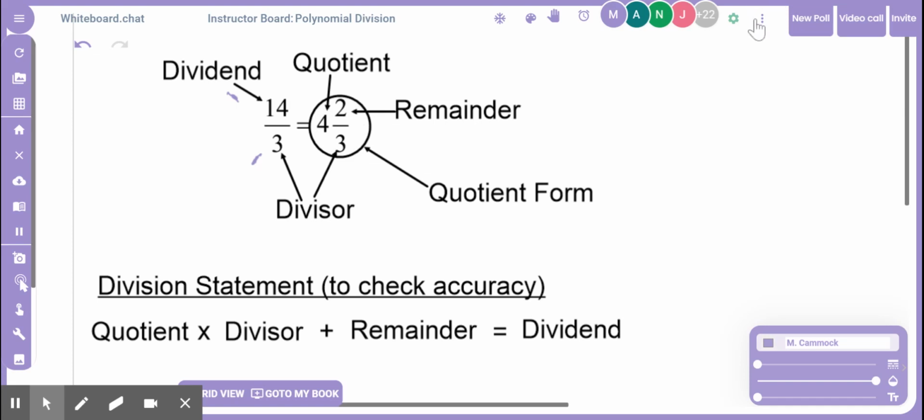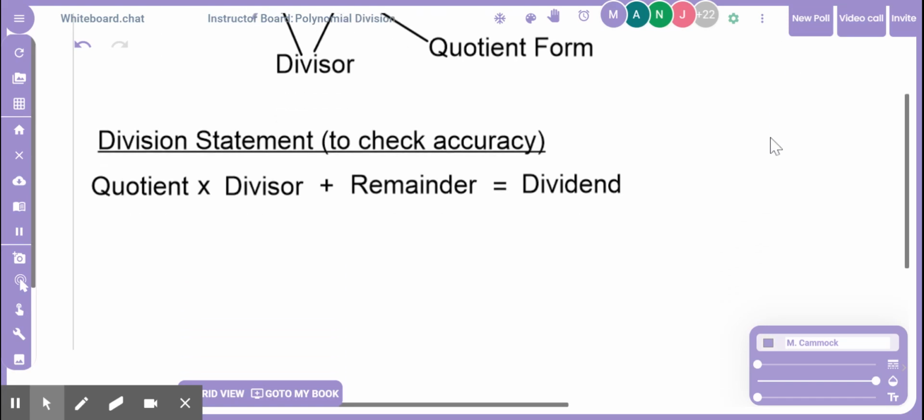This whole circle that I'm pointing to here is regarded as the quotient form, right? So that's what I want you to remember. It's called quotient form. Quotient form is when you put the quotient with the remainder over the divisor. This is the improper fraction form where you just have the dividend being divided by the divisor. So none of those terms should be terms you're hearing for the first time, right?